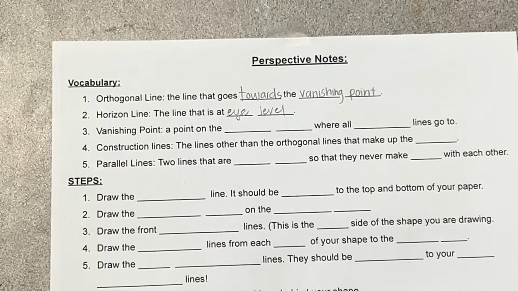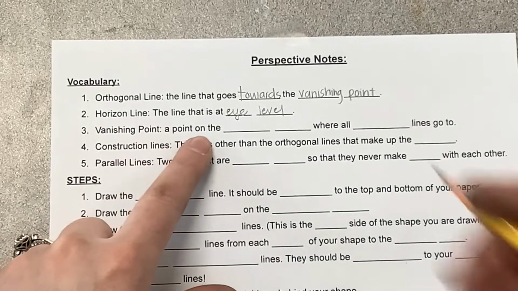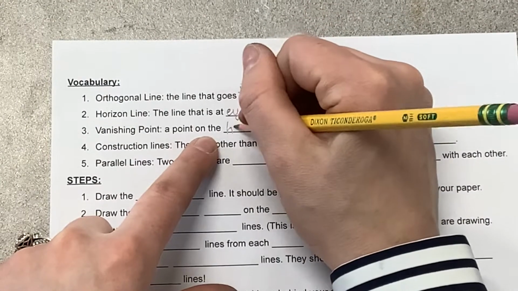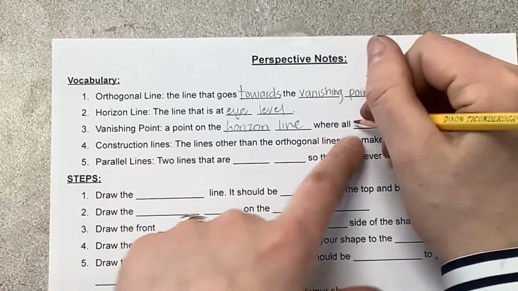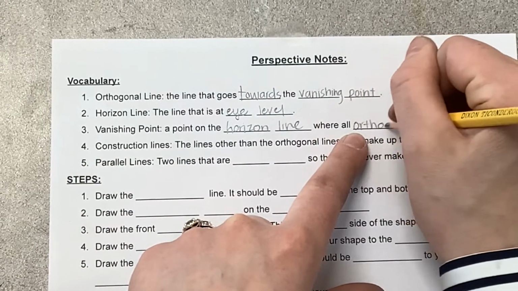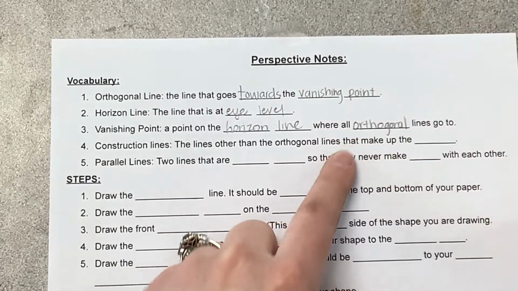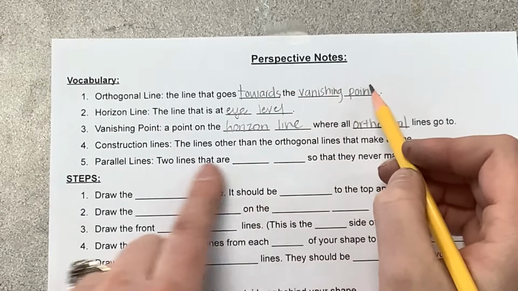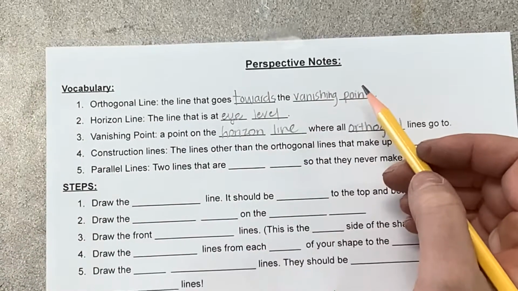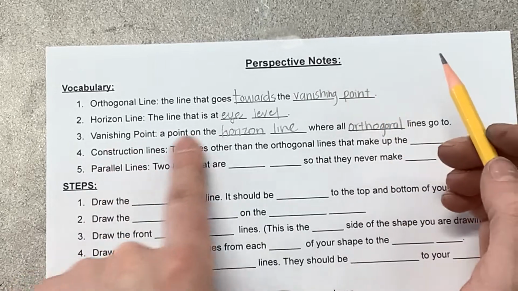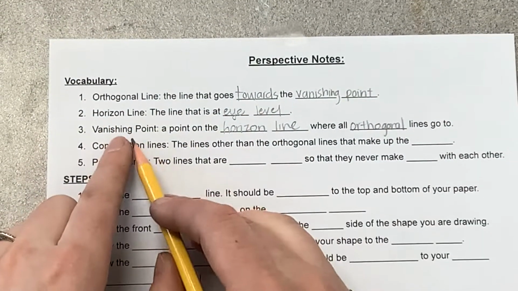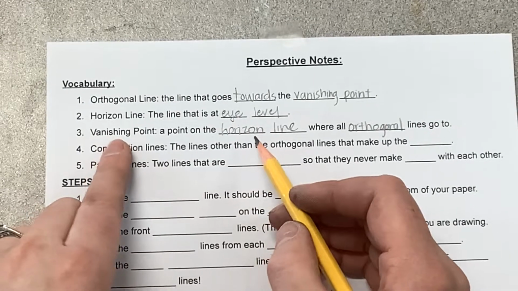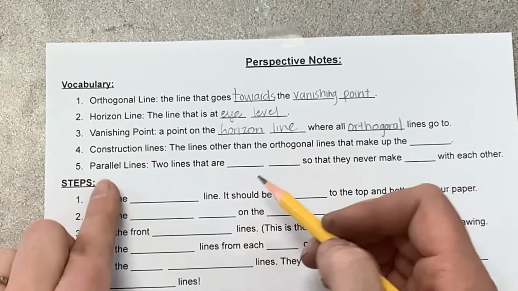Now, the next term is directly tied to horizon line. Vanishing point, a point on the horizon line where all orthogonal lines go to. So you can see how we had the term vanishing point in the definition of orthogonal line, and vanishing point has orthogonal lines in its definition. So they're kind of tied together. And the vanishing point is always on the horizon line somewhere. You don't want it floating somewhere off.